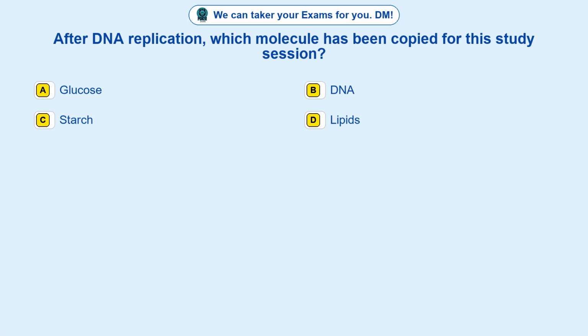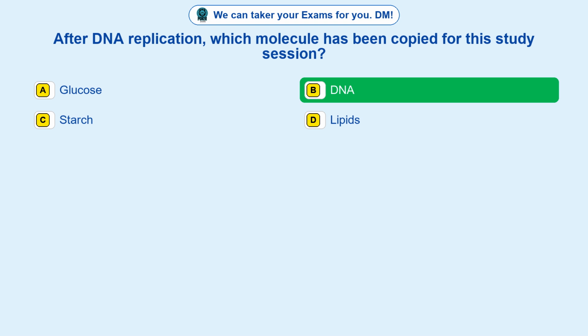Question 3. After DNA replication, which molecule has been copied for this study session? Option A, glucose. Option B, DNA. Option C, starch. Option D, lipids. The correct answer is option B, DNA.